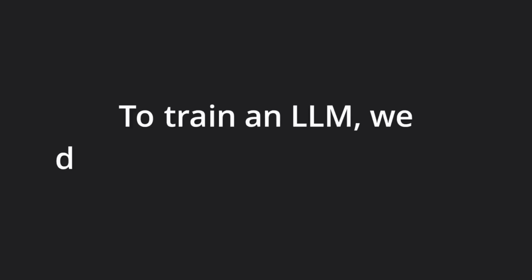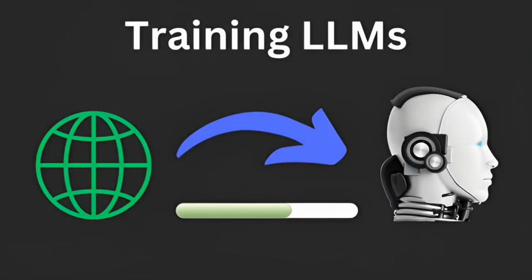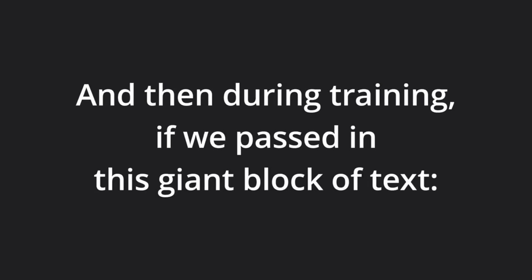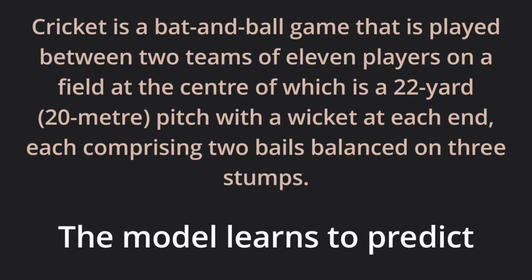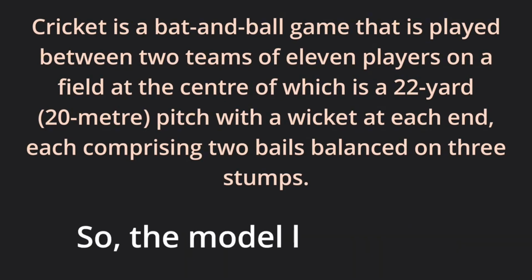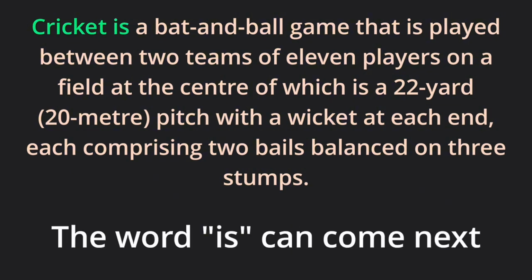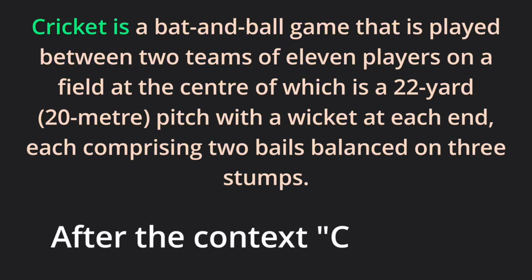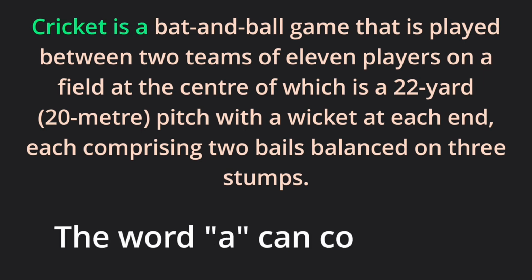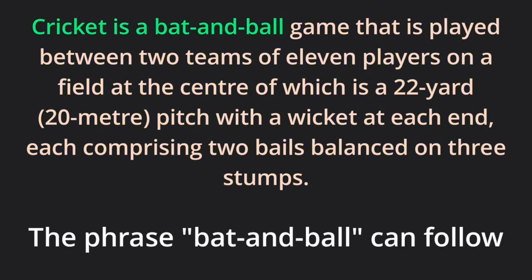To train an LLM, we don't need to label any data. We can effectively just feed the raw text into the model. And then during training, if we passed in this giant block of text, the model learns to predict the next word in the sequence for every possible context. So the model learns that after the context cricket, the word is can come next. The model learns that after the context cricket is, the word a can come next. The model learns that after the context cricket is a, the phrase bat and ball can come next, and so on.